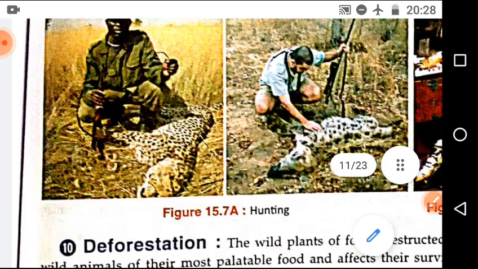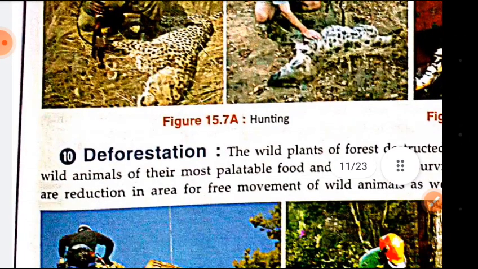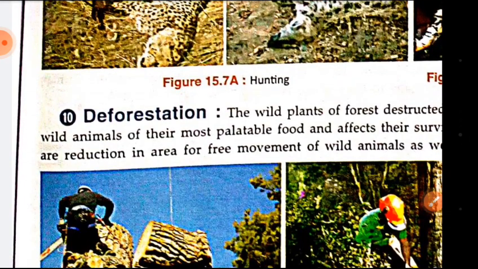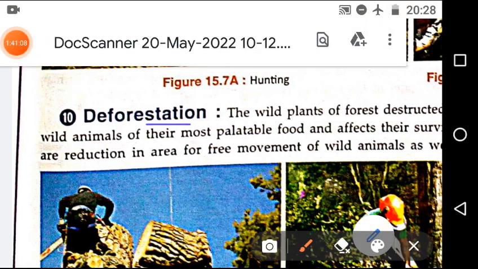The last part, the cause of loss of biodiversity, is deforestation. Now this is the last part. I will not go into it further because it will take more than 2 hours. If I go for conservation of biodiversity, that will be done in a separate video. So, deforestation.